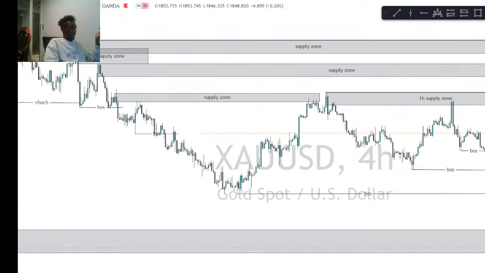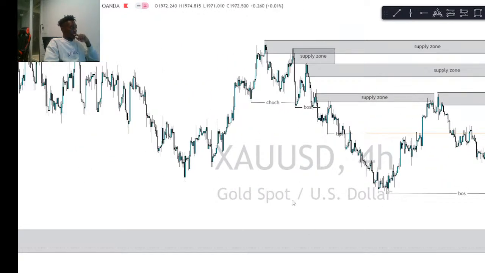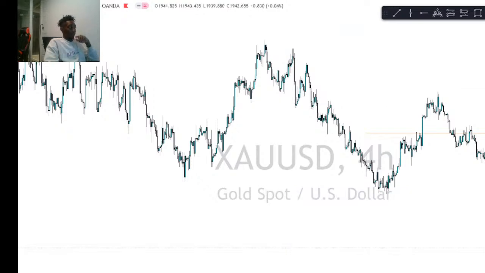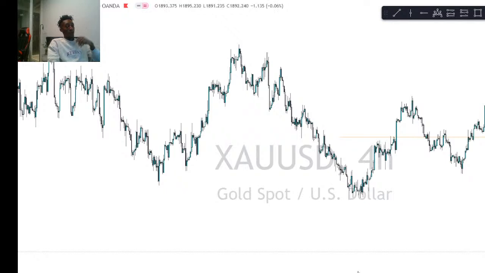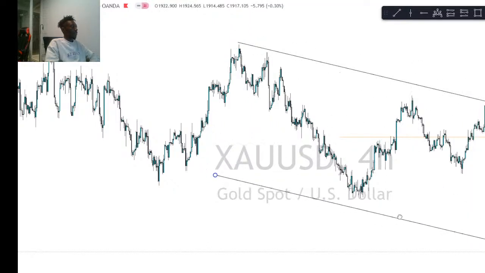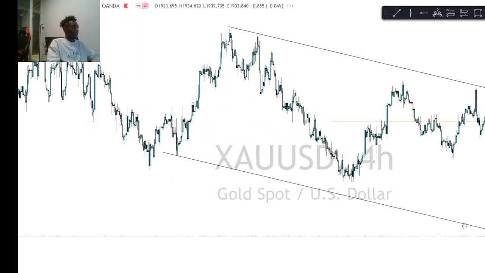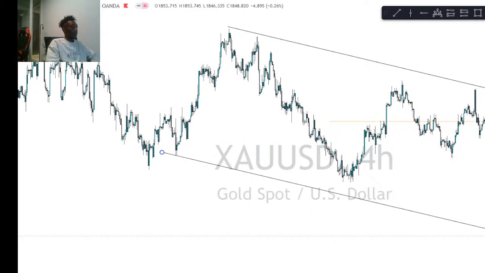So let us start. This is gold. We can just remove everything on gold. We can see that gold gave us a high here. First thing we need to look at, guys, whenever we open a chart, is the current trend. We can see that the market is moving in a downtrend. It's creating lows and then breaking them.